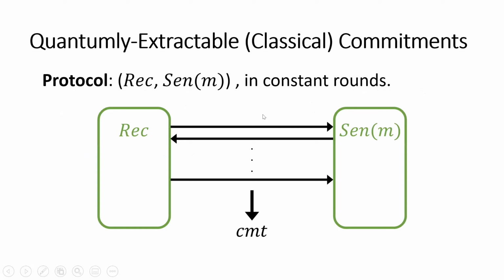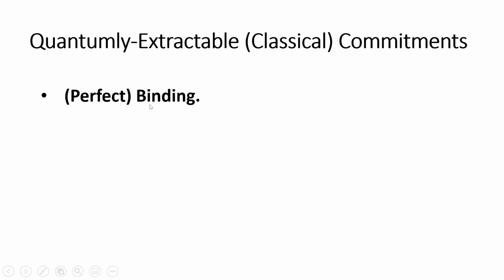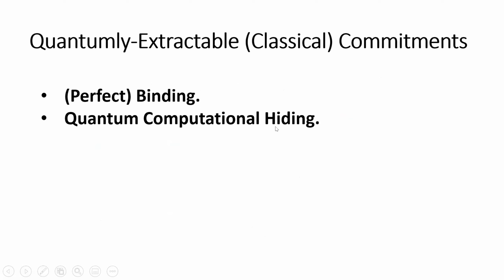So what exactly is this cryptographic functionality? These are two interactive algorithms, the receiver and the sender. The sender wants to commit to some classical message M, so they interact for a constant number of messages. And at the end, the commitment, we can think of it as the entire transcript. We have the usual perfect binding, which means that after the interaction ends, the sender can open to at most one message. The hiding says that M is hidden until the sender decides to open the commitment.